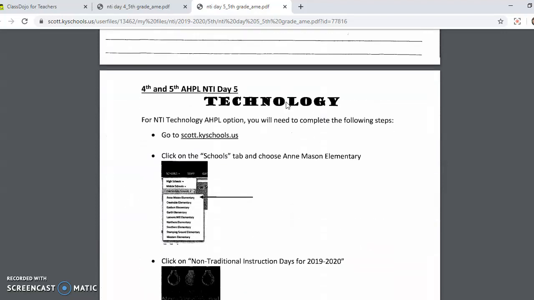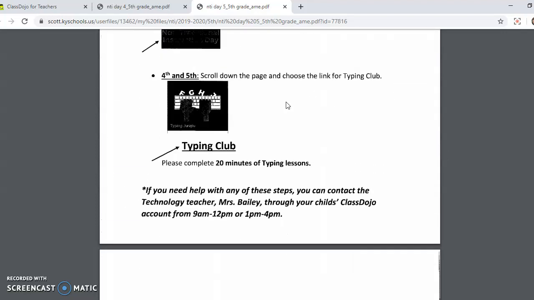And then for technology, you're going to do Typing Club. You can contact Mrs. Bailey.